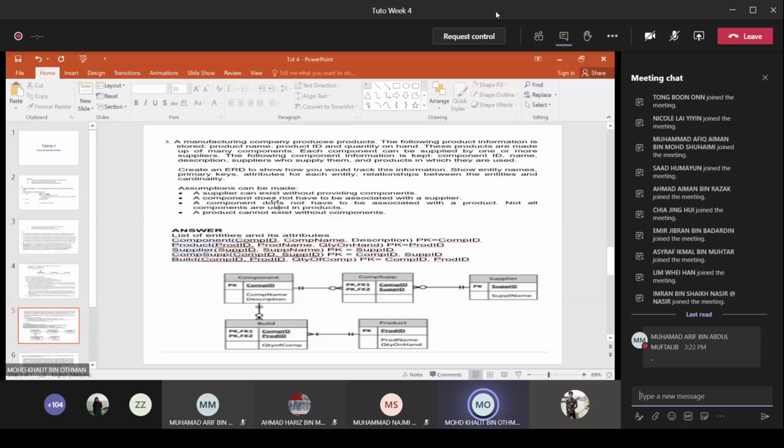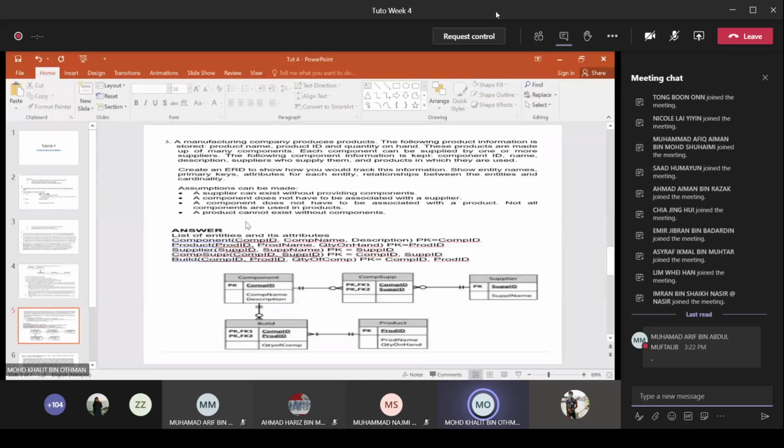This is mentioned that a component does not have to be associated with a supplier, meaning that component is also a strong entity. A component does not have to be associated with a product. Not all components are used in a product. And then a product cannot exist without a component, meaning that product is a weak entity, because a weak entity cannot exist without a strong parent entity.